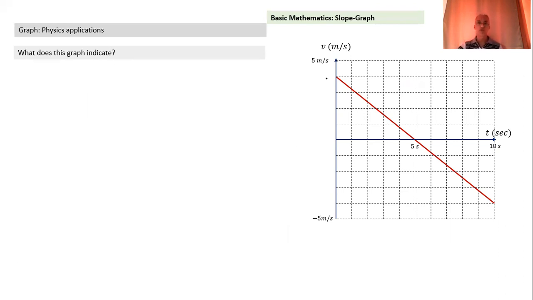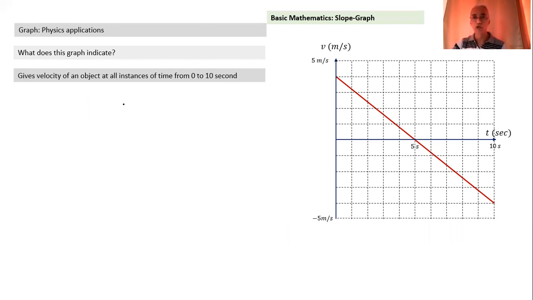First thing we should do, we should start looking at what the labels are. What is the quantity on the y-axis? What is the quantity on the x-axis? Y-axis, unlike the previous case where it was position, now represents velocity. And what is the x-axis? Time. So it represents velocity at various instances of time. From which time to which instance of time? From time t is equal to 0 seconds to 10 seconds. So this is a velocity-time graph. It gives velocity of an object at all instances of time from 0 to 10 seconds. Right? What does the slope indicate?